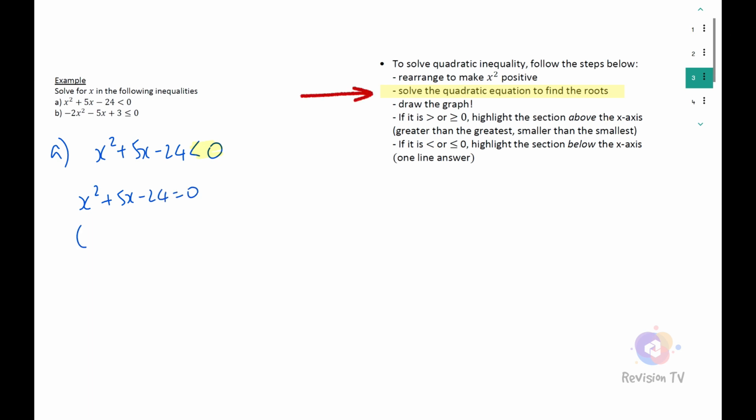Okay, so we're going to factorize it into x minus 3, x plus 8 equals 0. So x equals 3 or x equals minus 8. Okay, so we've done that. Step 3, draw the graph.